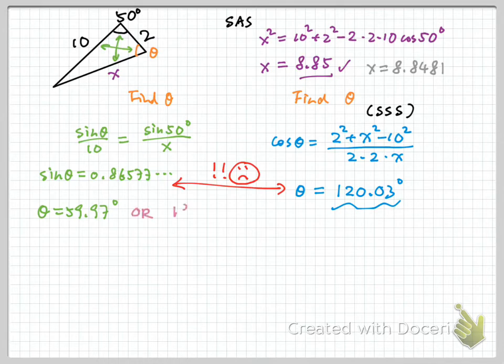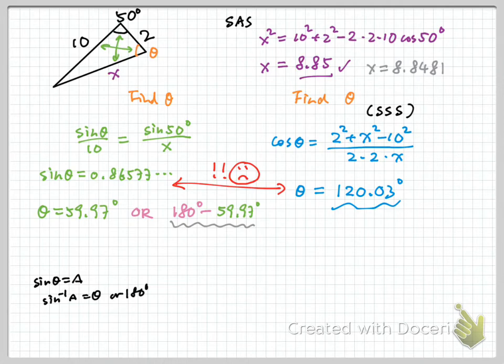There is another hidden answer not provided by the calculator. Now that is the entire problem about the sine formula. There is another hidden value, 180 minus, if you remember something about inverse trigonometric functions. If sine theta is A, then arc sine A will be theta or 180 minus theta.